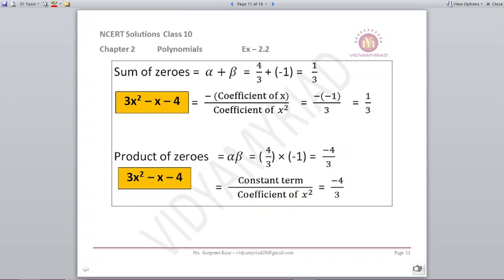Same way, let's find out product of zeros, which is alpha beta, which is equal to 4 upon 3 multiplied by minus 1. So it gives you minus 4 upon 3, and as per the equation also, we are getting constant term divided by coefficient of x square, which is again minus 4 upon 3.